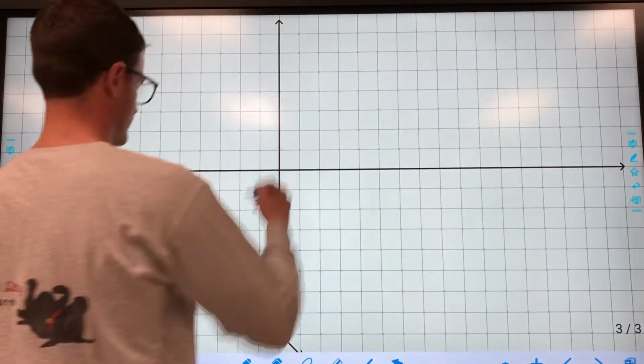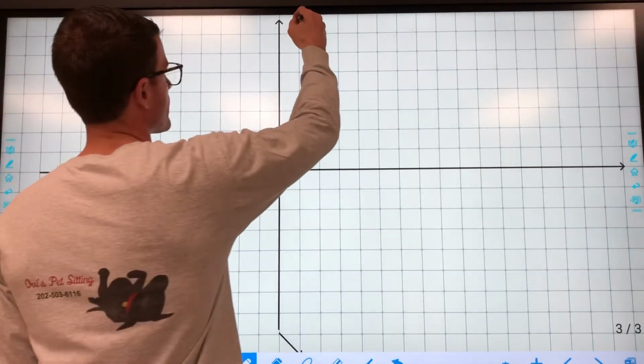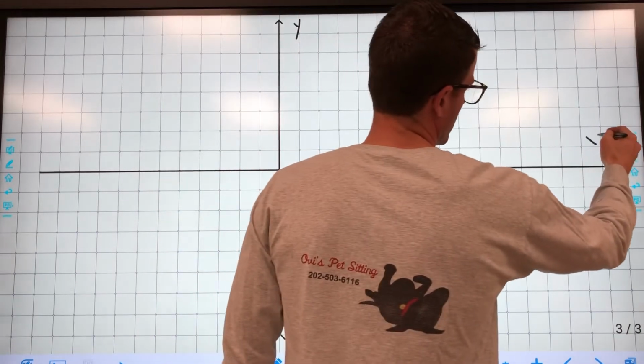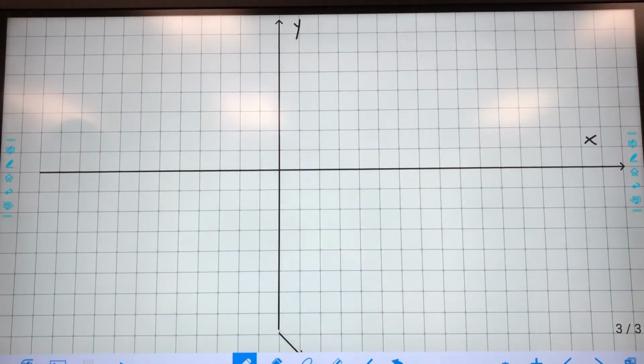All right, coordinate plane here, like this. Okay, so they're going to say graph the following points and then find the area and the perimeter of the rectangle the 4 points make.